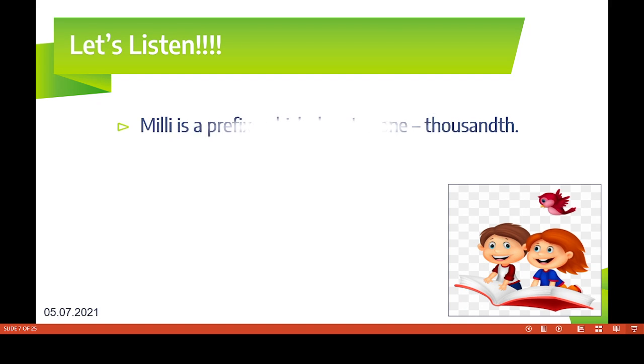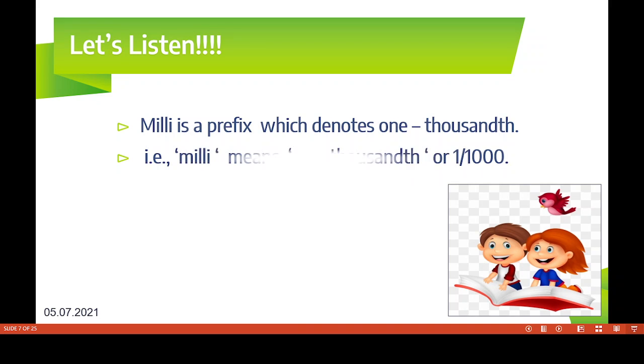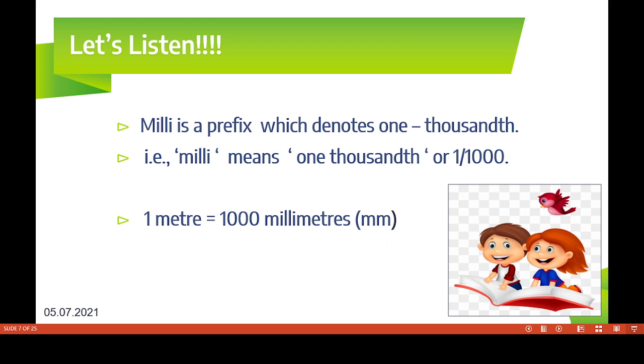Now we have to see about millimeter. Milli is a prefix which denotes 1/1000th. That is, milli means 1/1000th or 1 by 1000. From this we got 1 meter is equal to 1000 millimeters.